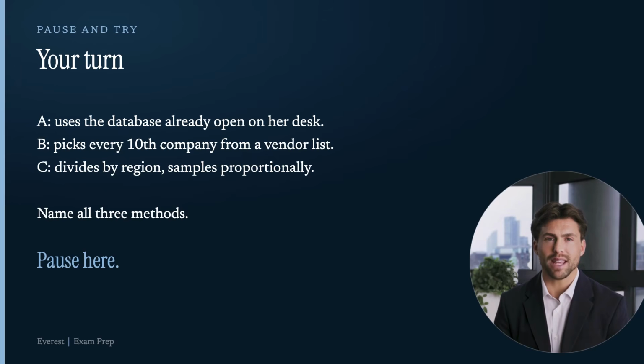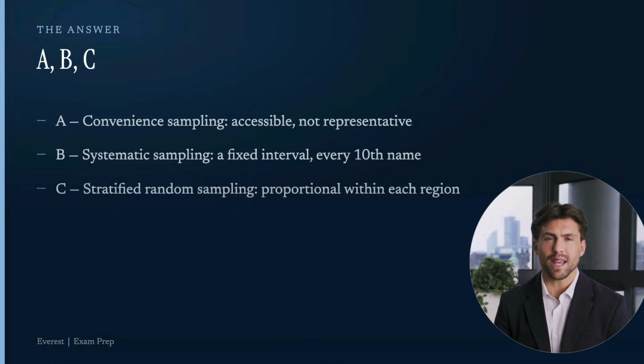Here's one for you. An analyst pulls data from a database she already has open on her desk because it's what's there. A second analyst picks every 10th company from an alphabetical vendor list. A third analyst divides companies into 3 regions and randomly samples from each in proportion to each region's size. Name all 3 methods. The first is convenience sampling. She used it because it was already accessible, not because it was representative. The second is systematic sampling, a fixed interval, every 10th name. The third is stratified random sampling, divided by region, sampled proportionally within each group, then pooled.